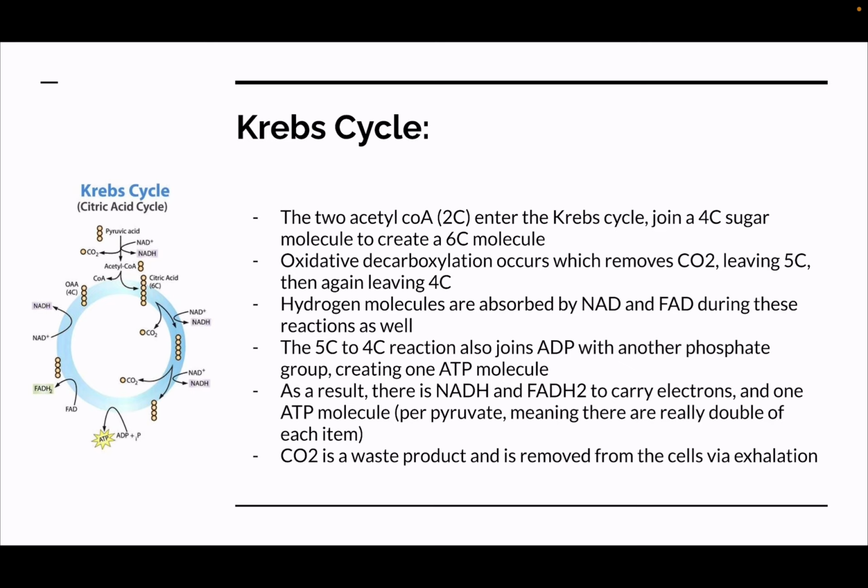The 5C to 4C reaction also joins ADP with another phosphate group, creating one ATP molecule, and it's worth noting that's per each pyruvate molecule, so that's going to be 2 ATP. As a result, there's NADH and FADH2 to carry out the electrons, and 1 ATP molecule per pyruvate, meaning there's really double of each. CO2 is a waste product, and it's removed from the cells when you exhale, when you breathe out. So that's a waste product.